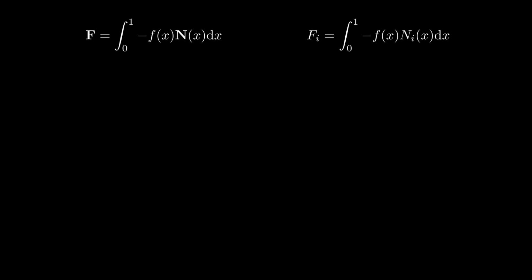Next, let's proceed with the vector f. In index notation, we find that the component fi equals the integral of minus f times ni. For this video, we will assume that f of x is constant and takes a known value f bar. I leave the computation of the vector f for you as an exercise. Here is the result.